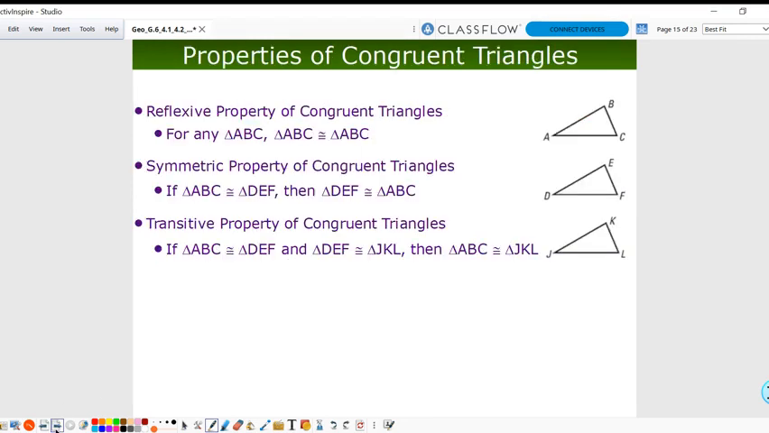We also have properties of congruent triangles. We have the reflexive property: for any triangle ABC, triangle ABC will be congruent to triangle ABC. We have the symmetric property: if triangle ABC is congruent to DEF, then triangle DEF is congruent to ABC. As well as the transitive property of congruent triangles: if triangle ABC is congruent to triangle DEF and triangle DEF is congruent to triangle JKL, then triangle ABC will be congruent to triangle JKL.